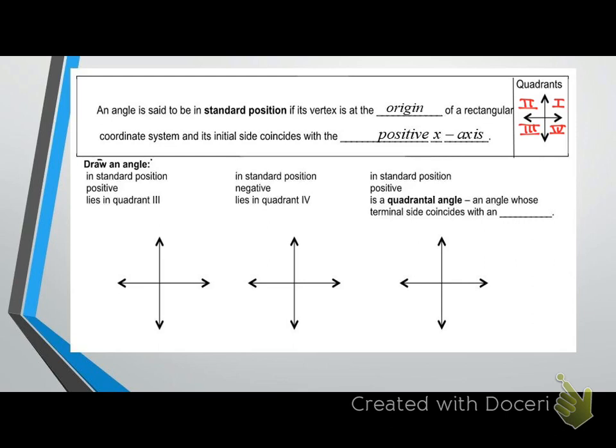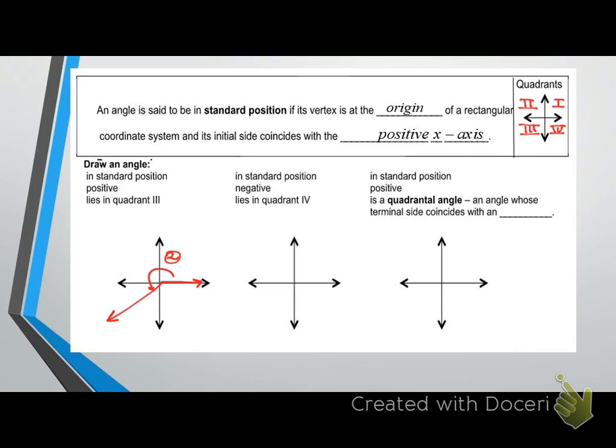Okay? All right, so to use that. First example here, we want to draw an angle that's in standard position, is positive, and lies in quadrant 3. Right? So standard position means the initial side's on the x-axis. Positive means we're going to rotate around, and then we're going to end up in quadrant 3. That means that we're going to end up out here. And so that's going to be your angle.